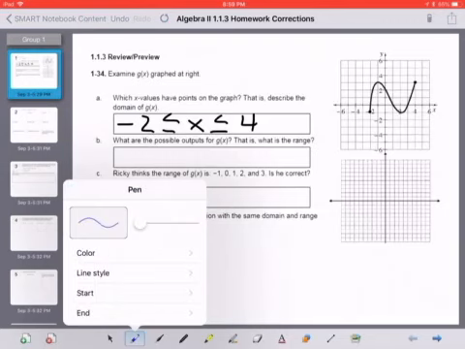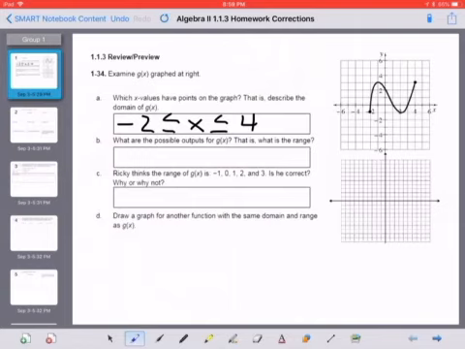For part B, it says, what are the possible outcomes of g of x? That is, what is the range? So you can say it went from -1 to +3, or we could write it as -1 is less than or equal to y, which is less than or equal to 3.